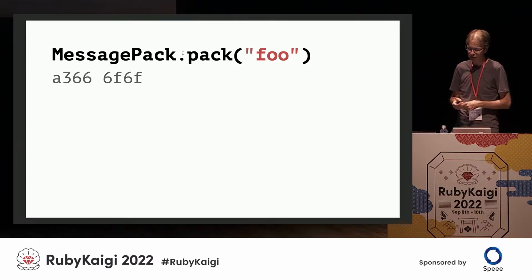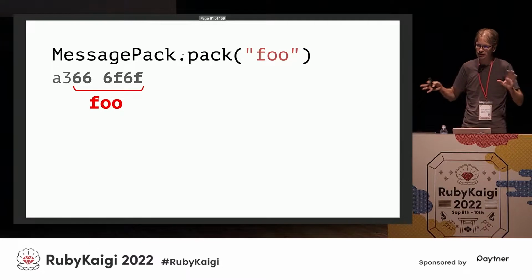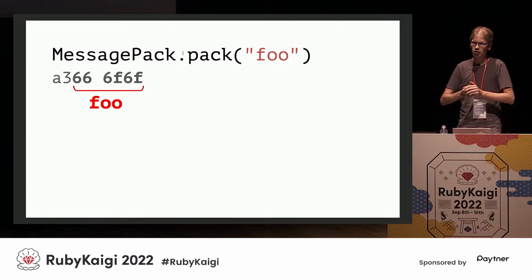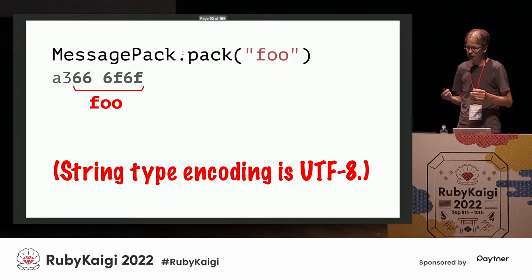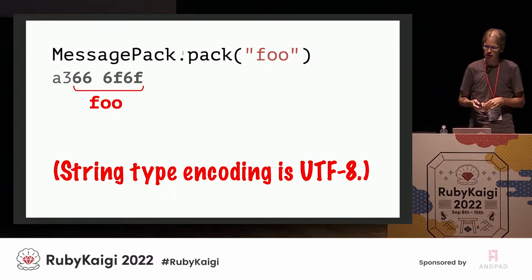So if we go to MessagePack, the first thing you notice is it's much, much shorter, right? You can see, again, that the same FOO is there, so 666F6F. And that's basically almost all of it, right? You're literally just encoding the actual ASCII and almost nothing else. Partly that's because UTF-8 is just the default in MessagePack, so you don't need to put that in there.